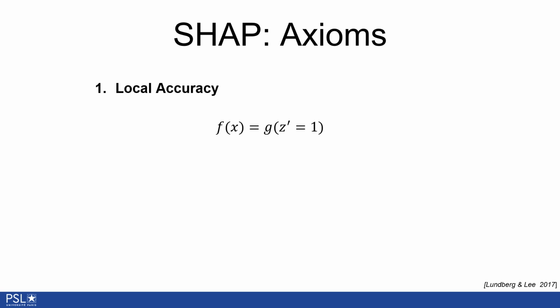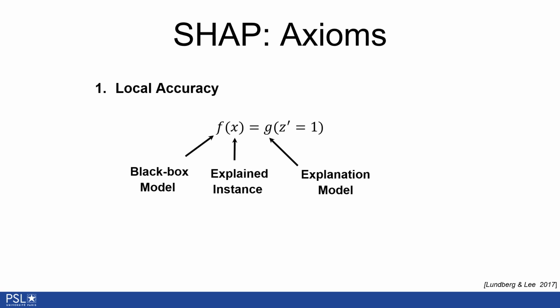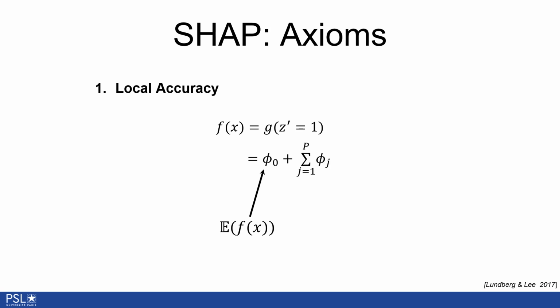The first desired property, and perhaps the most important one, is called local accuracy. It states that the output of the local explanation model when all inputs are equal to 1 should be equal to the output of the original black box model for the instance of interest. Recalling the definition of the local explanation model, that means that the output of the black box model is equal to the sum of SHAP feature contributions plus the intercept.